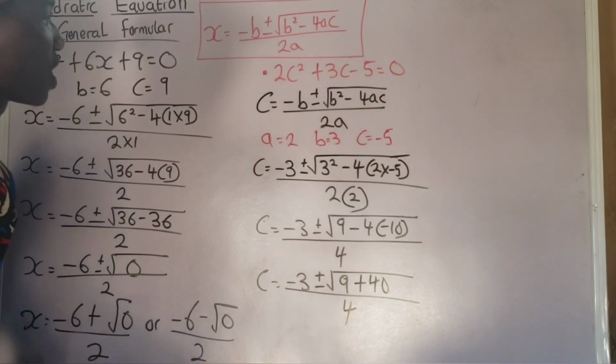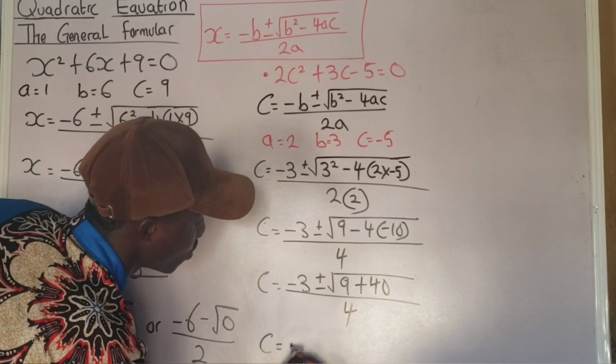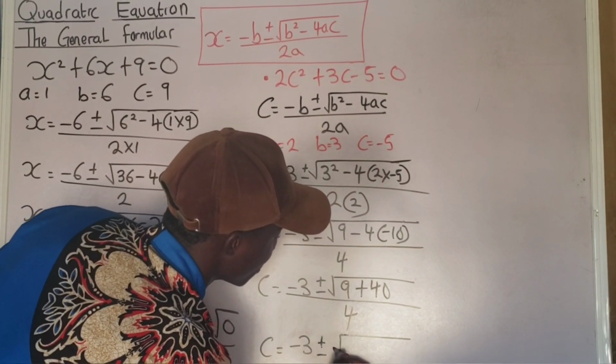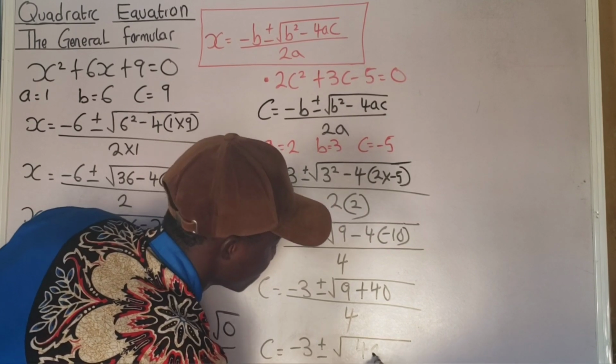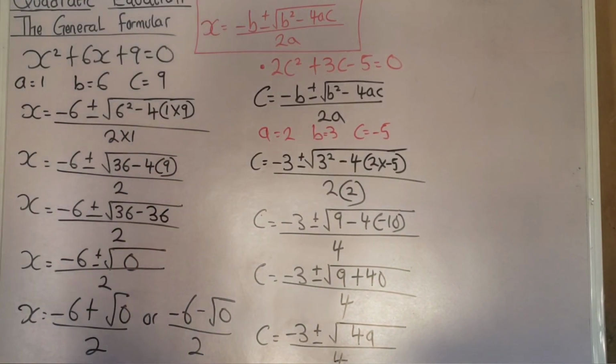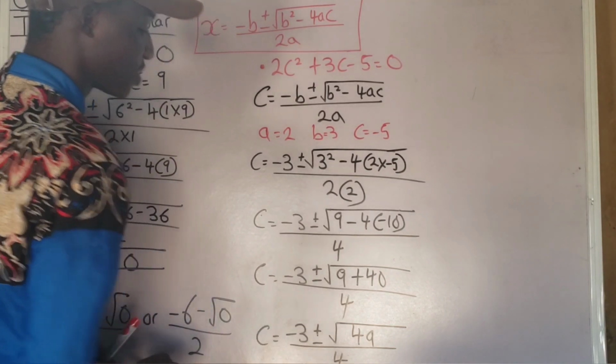From here, c equals negative 3 plus or minus square root of 49 all over 4. Do you understand how I got this? I've not done anything; all I did was add 9 plus 40, and that gives me 49. Now from this point, we're going to separate the sign, because we are having two signs, plus or minus.